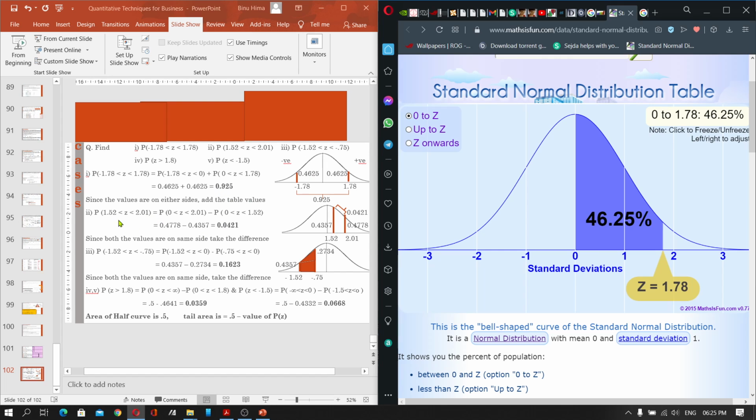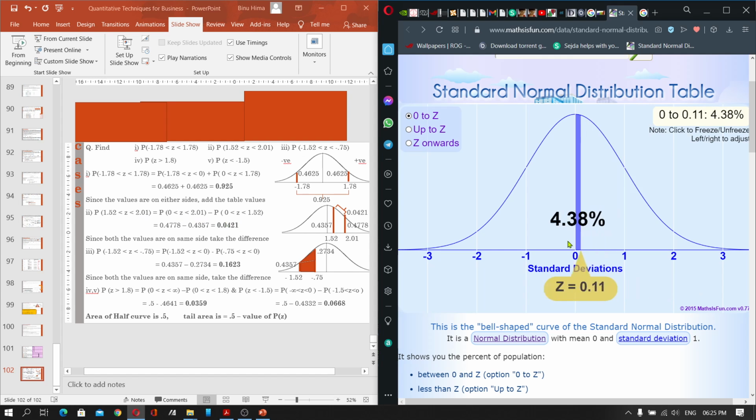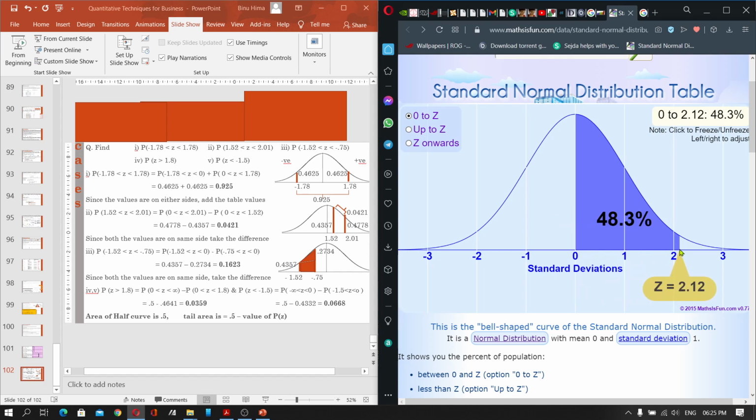Okay. Second one, 1.52 and 2.01. Both the numbers are positive. Whenever the numbers are positive, they will be on the same side. If it is positive, both numbers will be here. If it is negative, it will be represented here. When both numbers have the same sign or come to the same side, you will take subtraction. See, 1.52 and 2.01. You subtract 2.01 minus 1.52, because from here to here is 2.01.